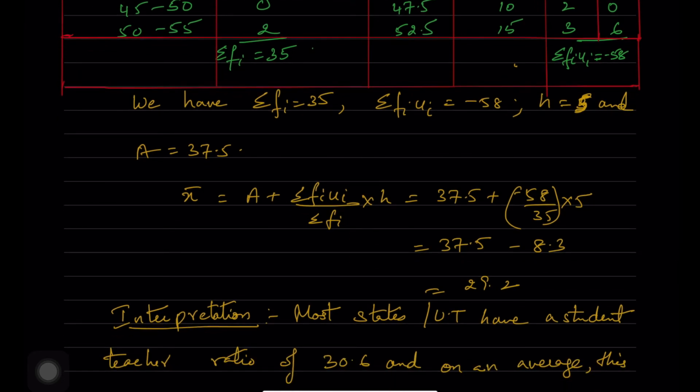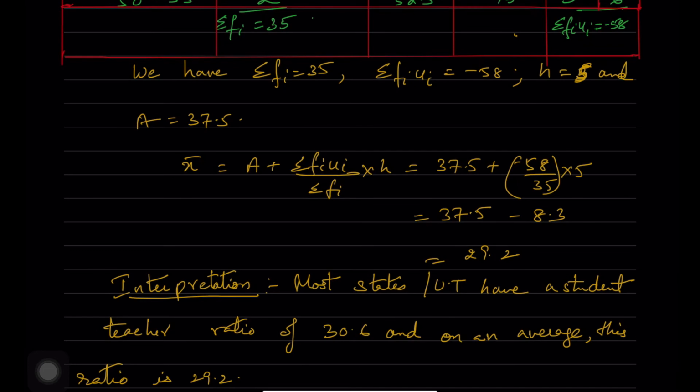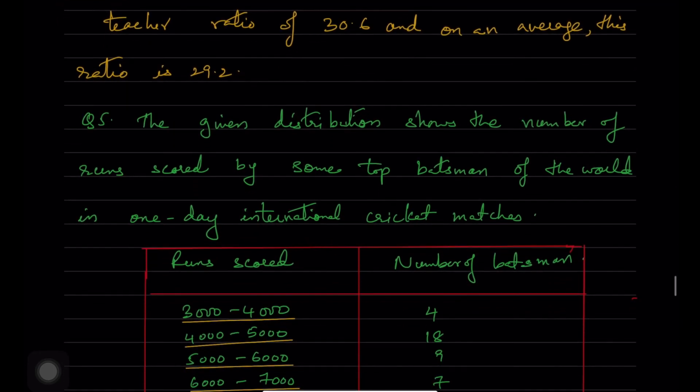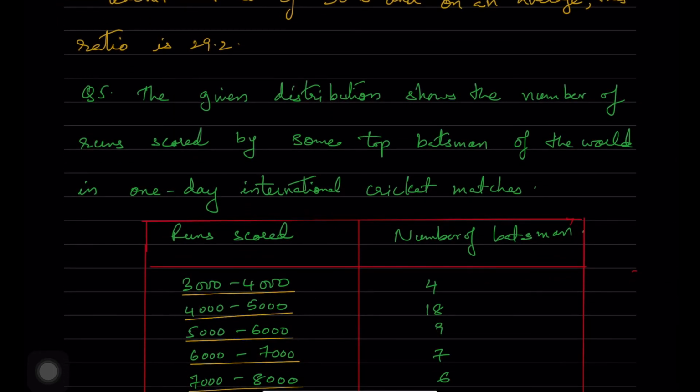Most states or UTs have a student teacher ratio of 30.6 and on average this ratio is 29.2. Whichever class has the largest frequency, we take as the modal class, and in that modal class only we will get the mode. So it is one of the central tendencies. The interpretation is, most states have a student teacher ratio of 30.6. So 31 students have one teacher, and on average this ratio is 29.2, so on average 29.2 students have one teacher.